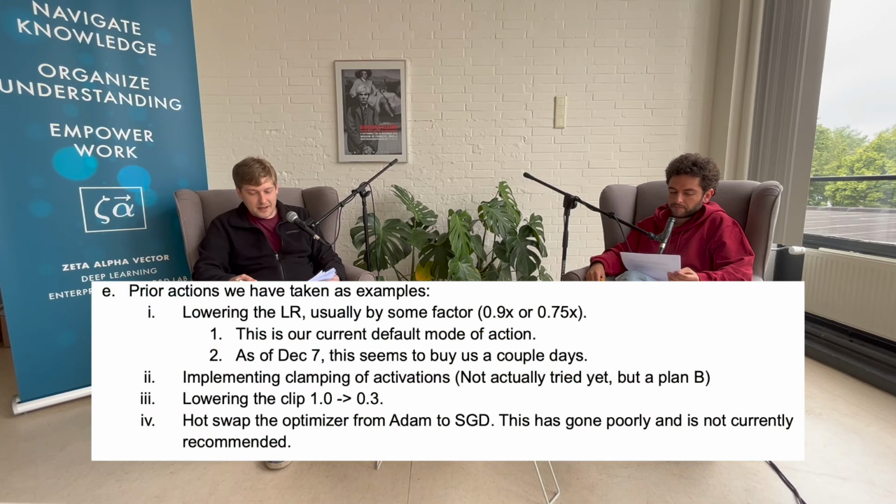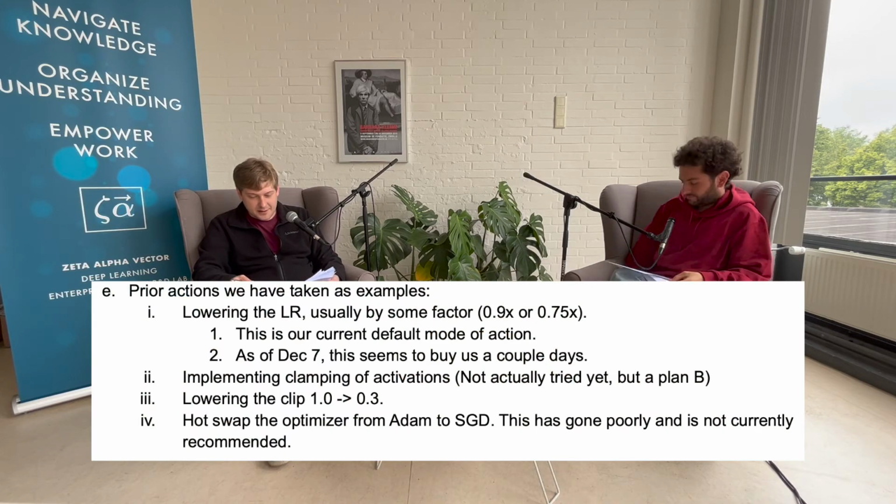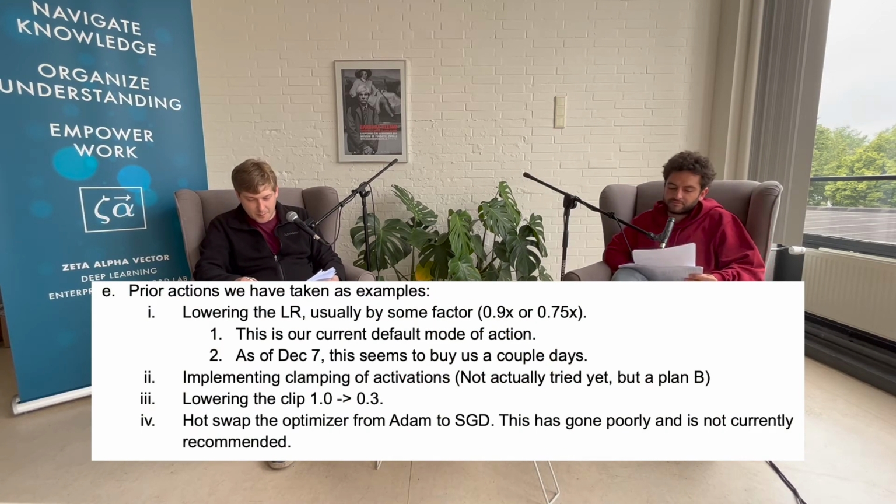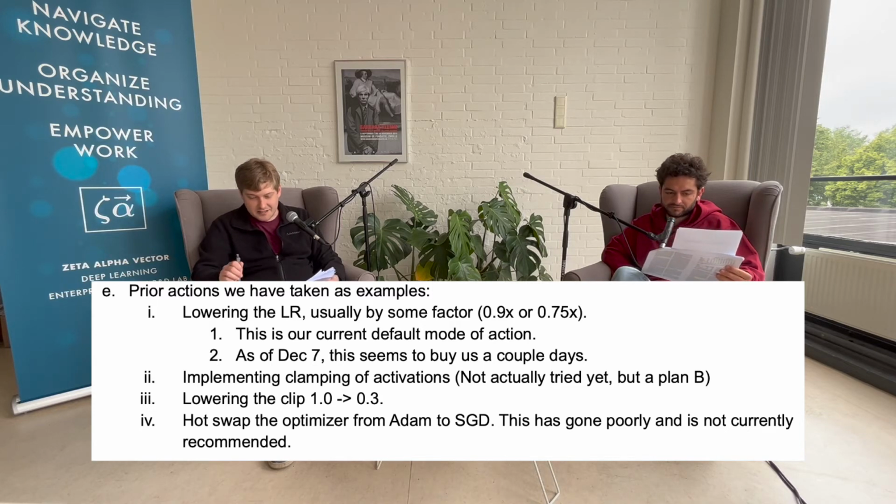It seemed like the main go-to is lowering the learning rate. Here they say by some factor like 0.9 times or 0.75 times. They call it the default mode of action. They say this seems to buy a couple of days. So I think this seemed to be the most widely used one.